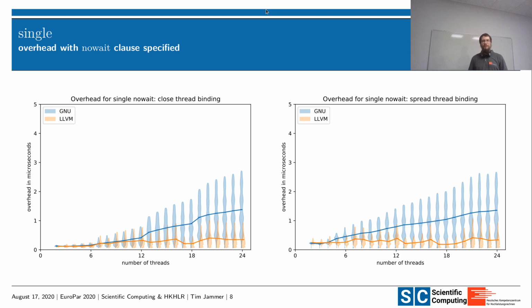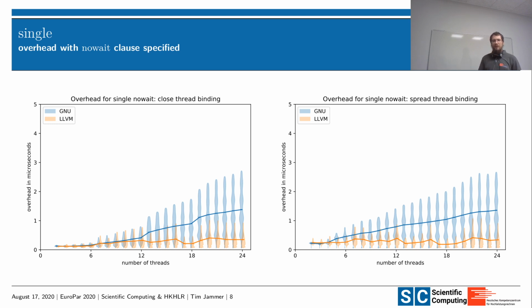And this is because our system is organized into 4 NUMA nodes with 6 cores each. So if the next thread is placed on the next NUMA node at 12 or at 18 threads, then you can see the impact of this. This is why we will utilize the close thread binding for the rest of this presentation.